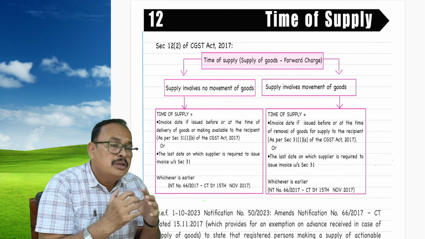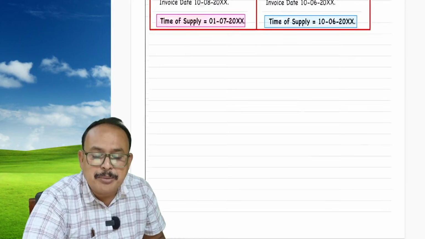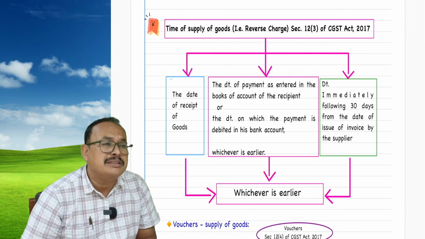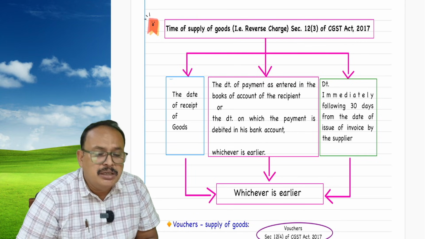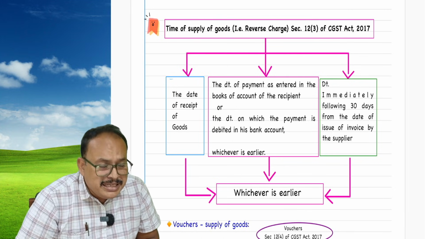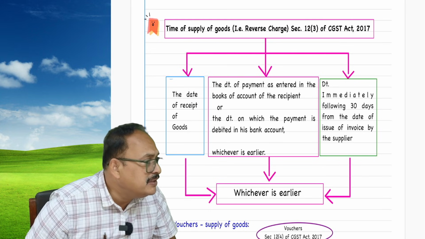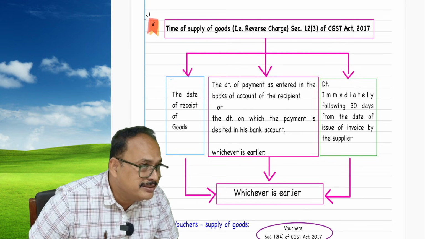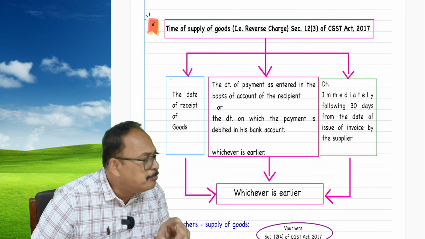Coming to supply of goods, reverse charge applies. In the case of supply of goods, reverse charge applies. Time of supply here is equal to the following three factors: date of receipt of the goods, date of payment, or the first day that occurs after expiry of 30 days from date of invoice, whichever is earlier, is clear.